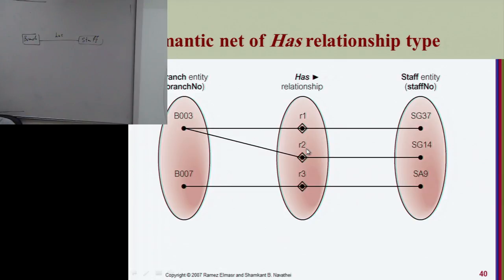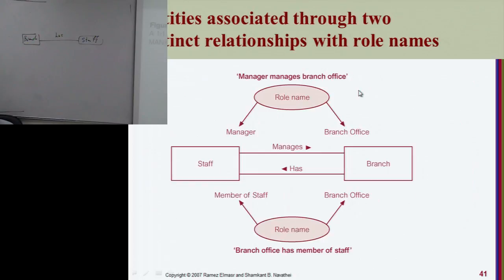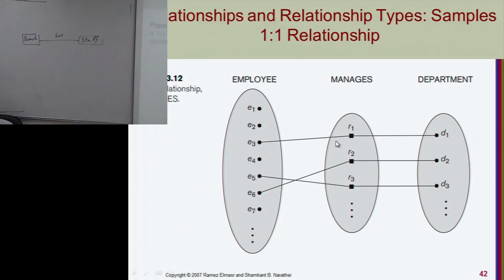So this is how to relate every specific occurrence on that side with the occurrences on the other side that relate to it, that are linked together using what? The has relationship. Now let's look at the same occurrence diagram between department and employees, but for another relationship, the managed relationship. We said that staff manage branch, right? Or employee manages department, it's the same.